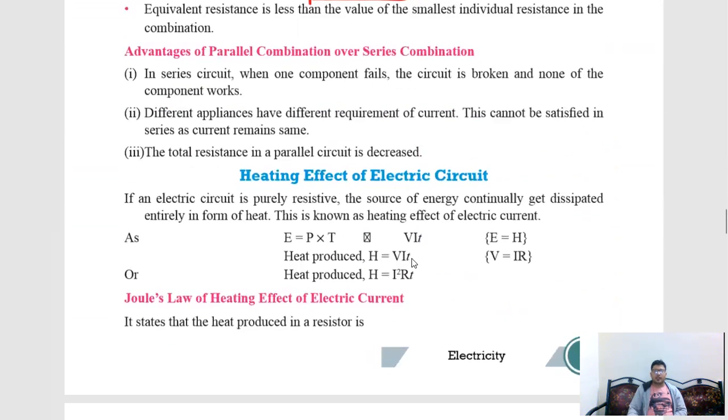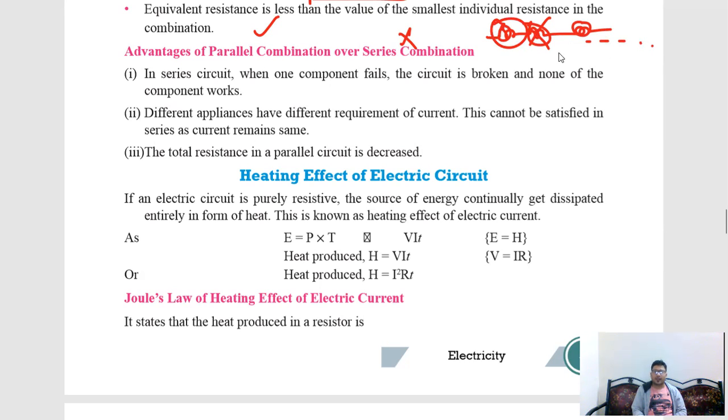What are the advantages of parallel combination over series? Always they will choose parallel, they won't choose series. Why? Because in a series circuit, when one component fails, the circuit is broken and none of the components work. Consider there are 3 bulbs in series. If the second bulb is not working, the remaining bulbs will not work. Only the first bulb will work, right?